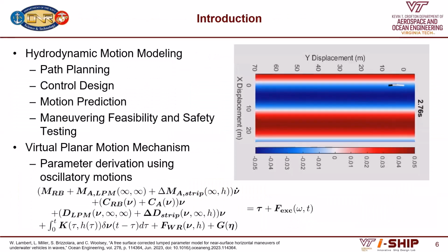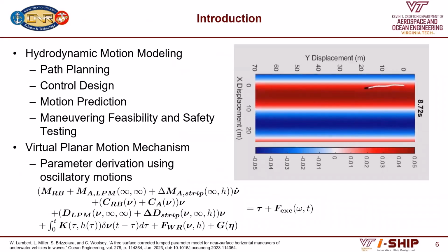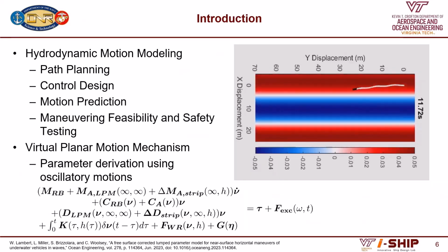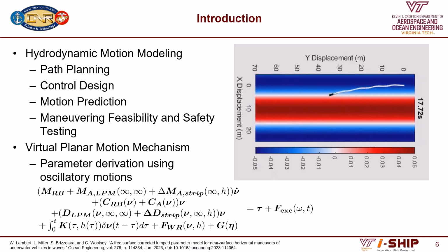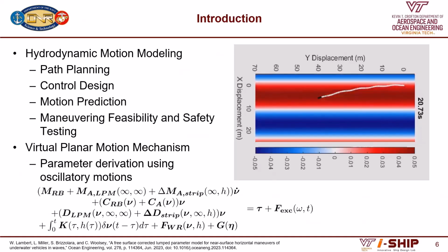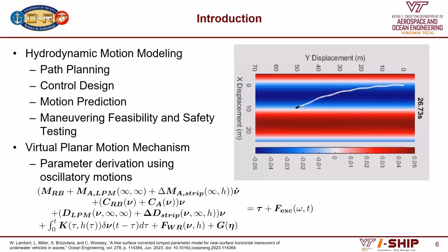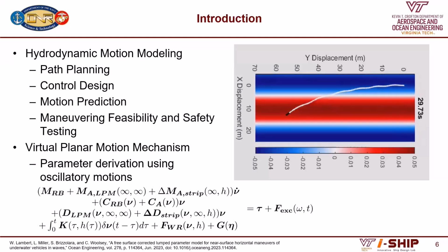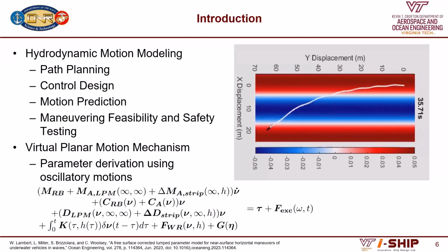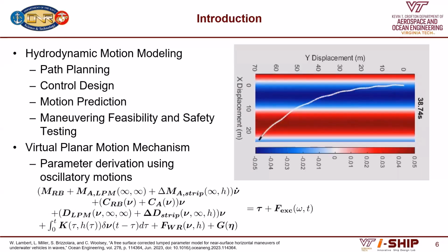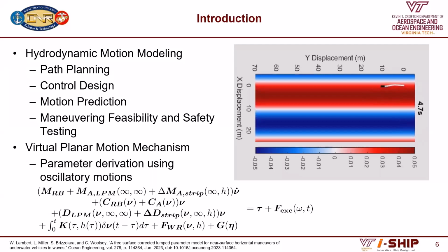So, an introduction into hydrodynamic motion modeling. It can be used for a variety of different applications, ranging from path planning, coming up with conceivable paths that underwater vehicles can take. They can also be used to inform control design. In particular, we are looking at using it for energy-based control algorithms. We looked at motion prediction and maneuvering feasibility and safety testing. So instead of always having to run full-scale CFD, if we have a vehicle's hydrodynamic parameters, we can see if it's a feasible vehicle and whether it's going to be safe in waves for a particular motion.